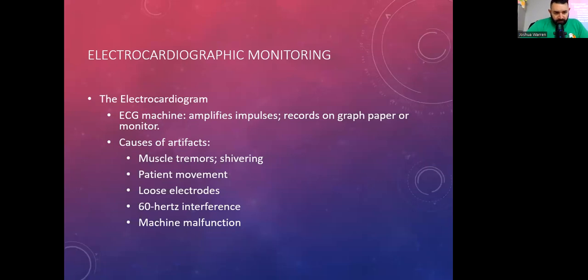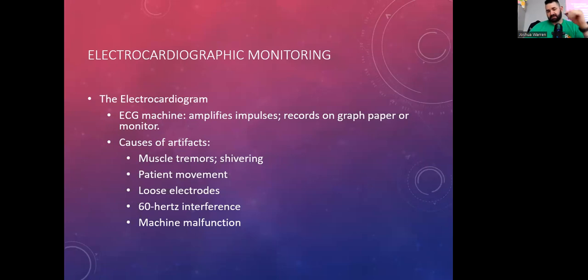So, the electrocardiogram amplifies impulses and they record it on graph paper. Why on graph paper? So I can count the boxes. So it has a standardized format for me to gauge against. So there is a thing called artifact. Artifact is false rhythm generation. Muscle tremors can cause artifact.